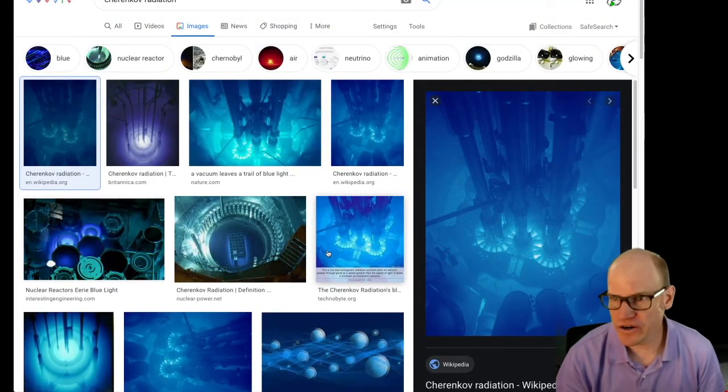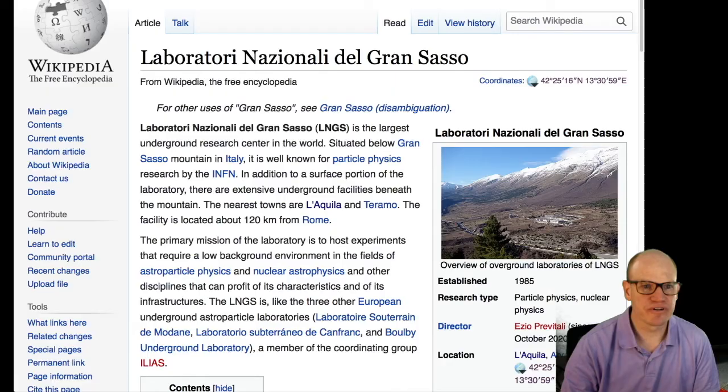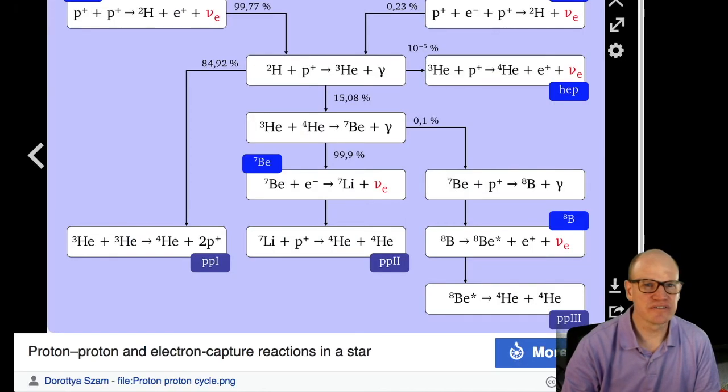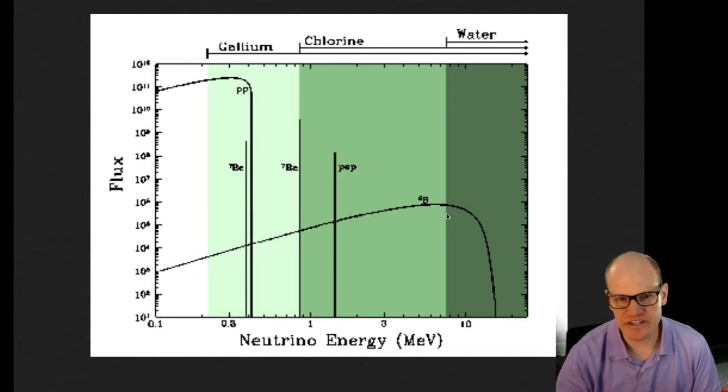So when you make a water detector, when you're looking for neutrinos coming from, where did the thing go? I think I deleted it to get to, oh, here we go. So when you make a water detector, you're not sensitive.